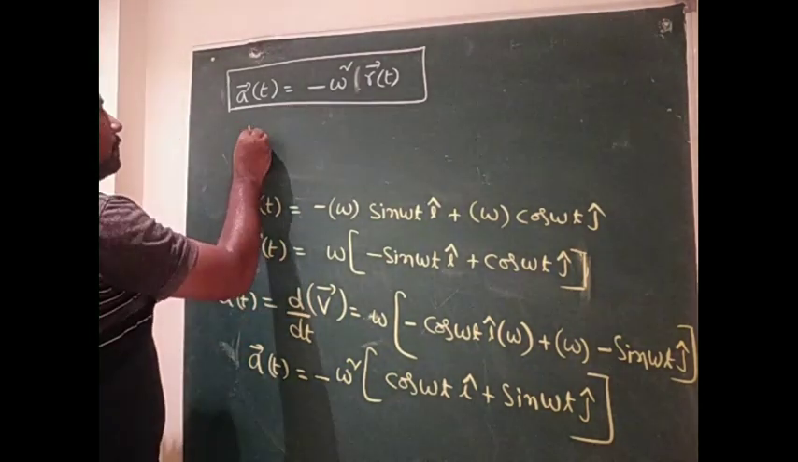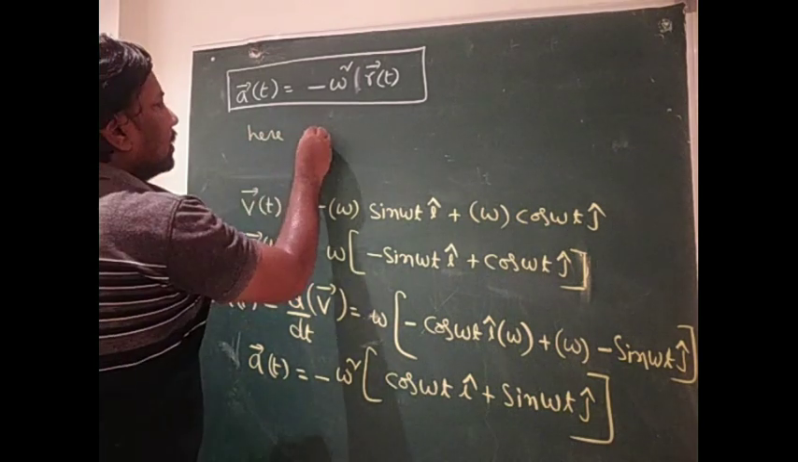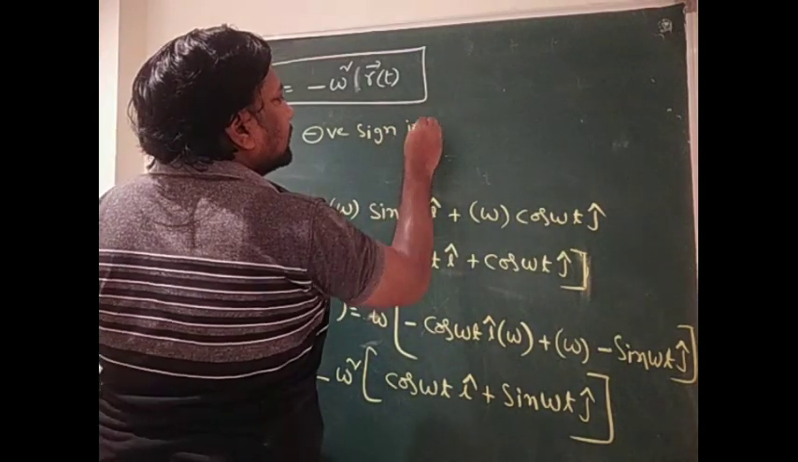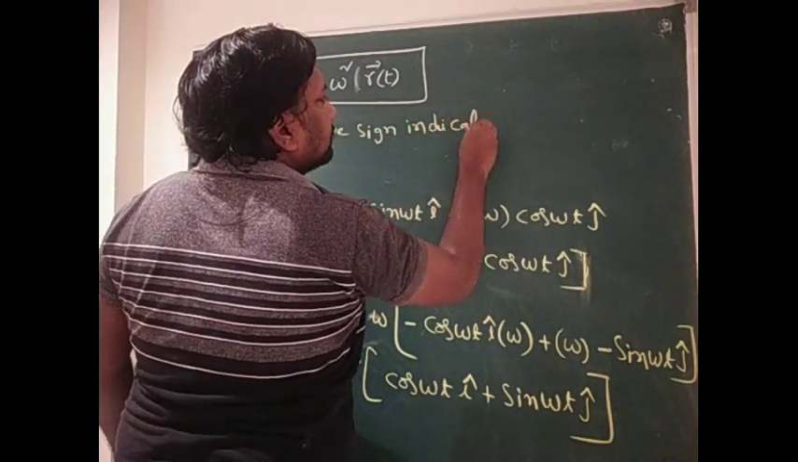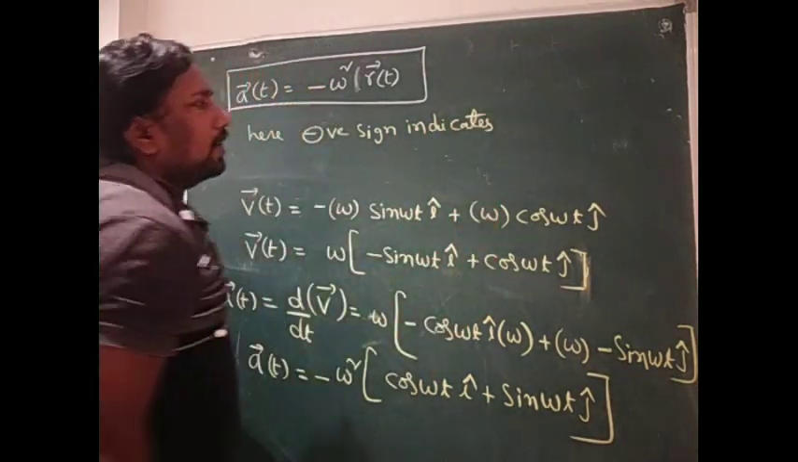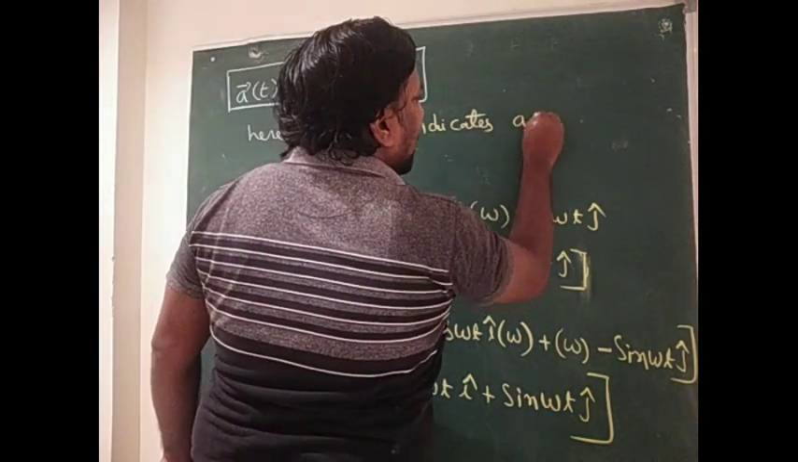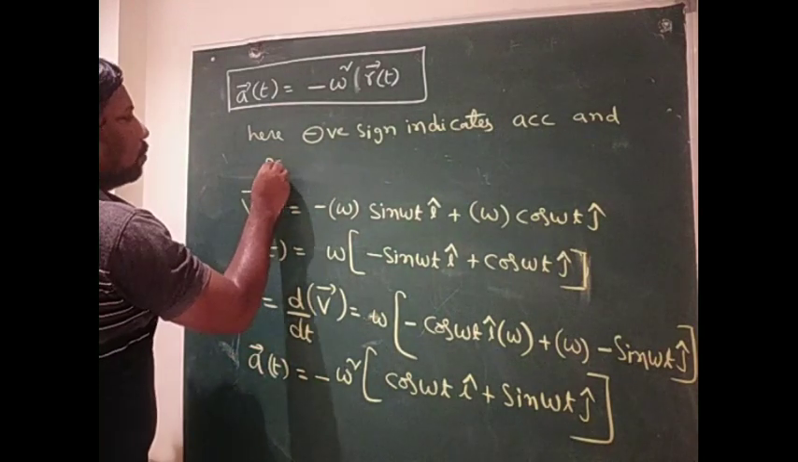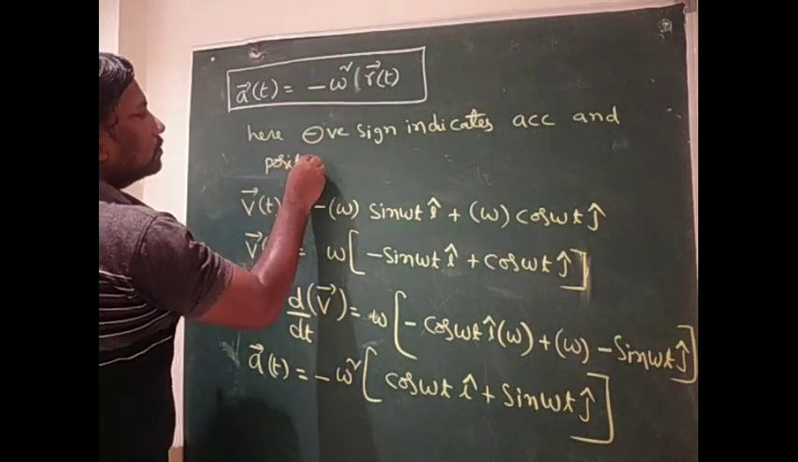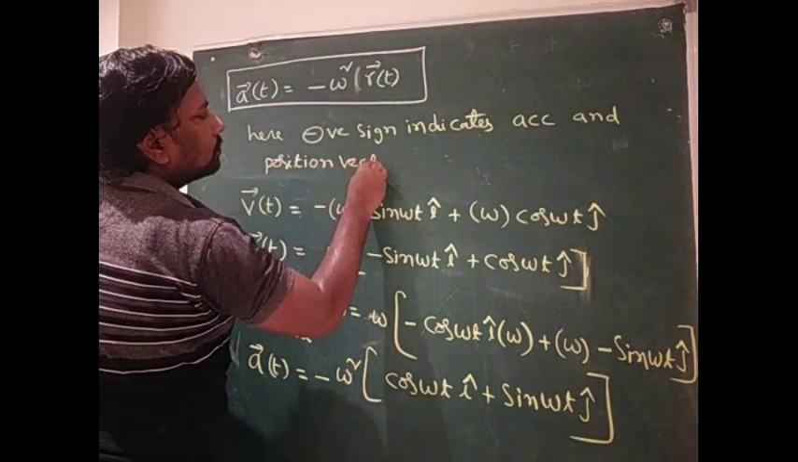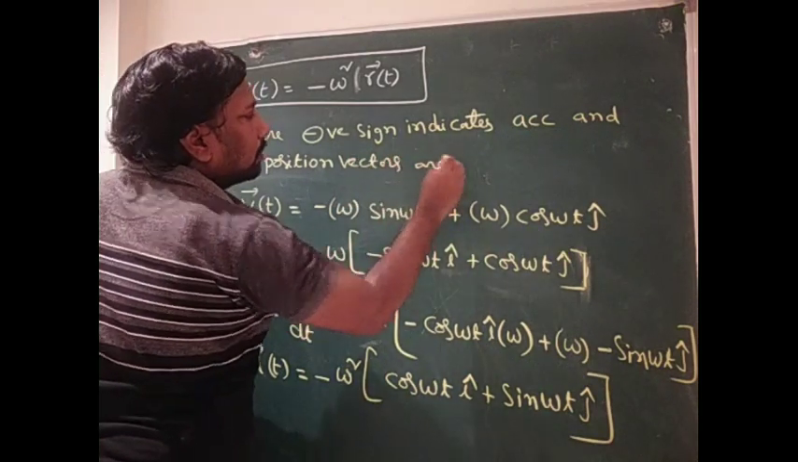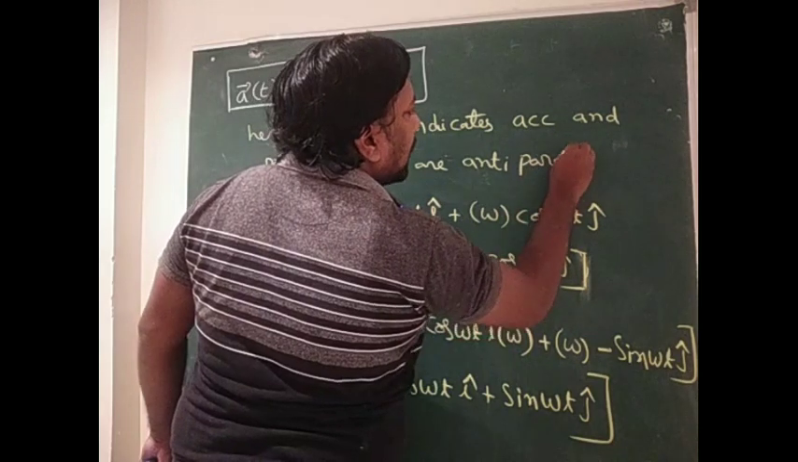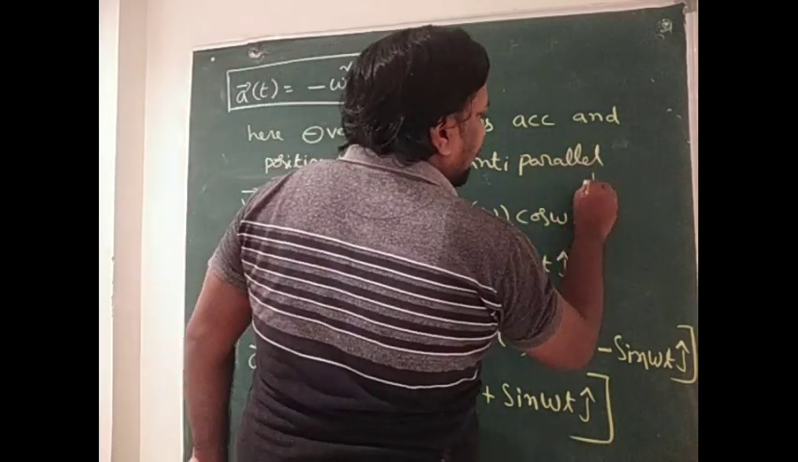So here negative sign indicates acceleration and position vector are in anti-parallel direction.